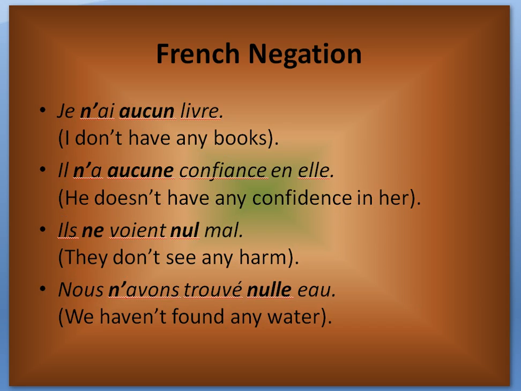Je n'ai aucun livre. Il n'a aucune confiance. Because livre is masculine, aucun is masculine. Confiance being feminine, aucune becomes feminine. Il ne voit nul mal. Nous n'avons trouvé nulle eau. Because mal and eau are uncountable, here we have to use nul.